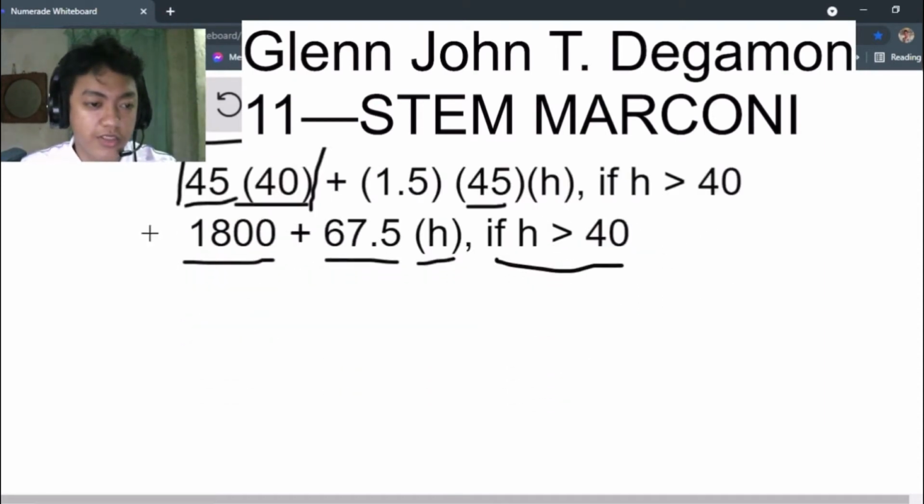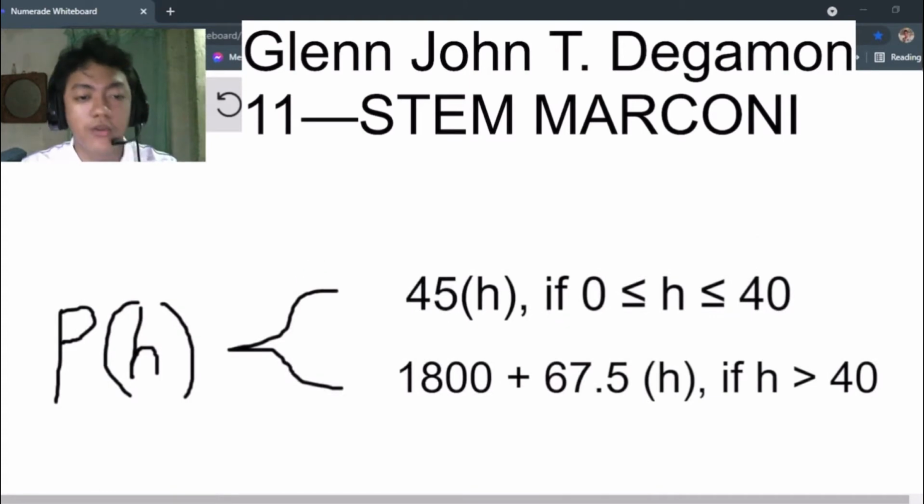So this will be our second condition, and overall this will be our answer. 45H if H is greater than or equal to 0 and 40 is greater than or equal to H, and 1,800 plus 67.5H if we work for more than 40 hours, which is H is greater than 40. That would be all, ma'am.